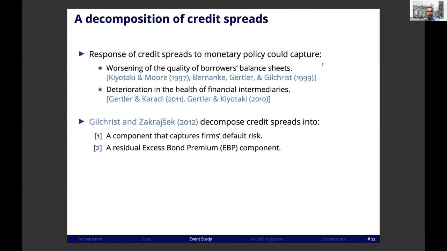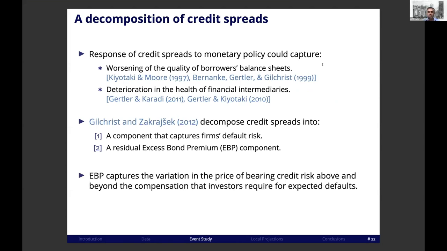So what we do here to try and tease out these two mechanisms is to follow the approach by Gilchrist and Zakrajsek, who decompose credit spreads into a component that captures firms' default risk and the residual component that they label an excess bond premium component. Now, the EBP, in the interpretation of Gilchrist and Zakrajsek, captures the variation in the price of bearing credit risk above and beyond the compensation that we require for expected defaults. And so it quite nicely fits into the distinction between these two channels, because in this class of models, the borrower balance sheet is tightly linked to the default probability of the firm.